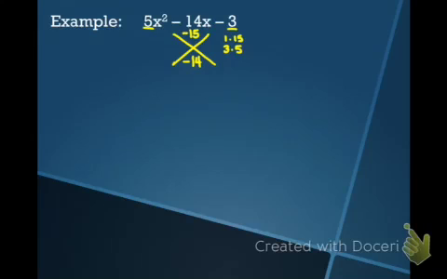Since this is negative, I know that I'm either going to be adding or subtracting here. And if I subtract 1 minus 15, I'm going to get negative 14. So I want a positive 1 and a negative 15. Once I have that, I'm going to split apart my middle term. So that means that I now have 5x squared plus x, that's from the 1, minus 15x minus 3.